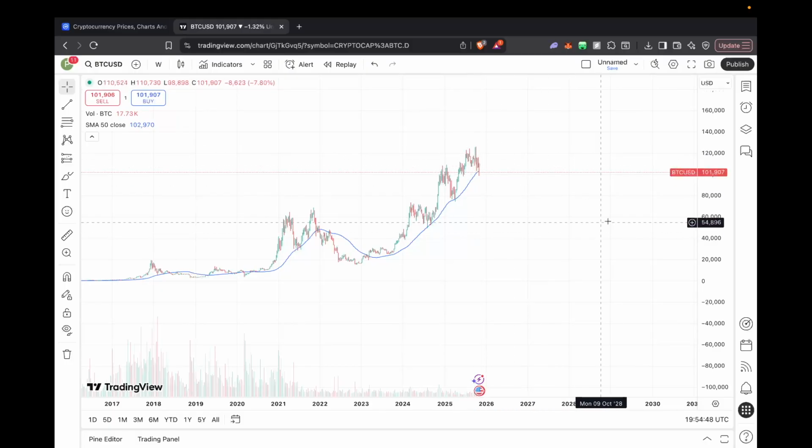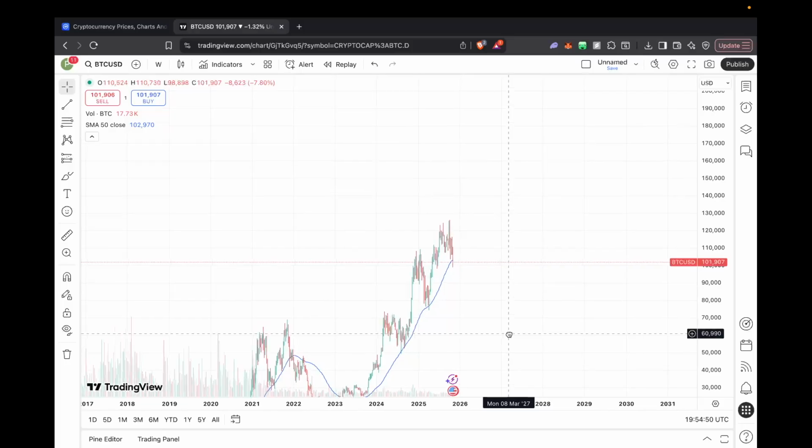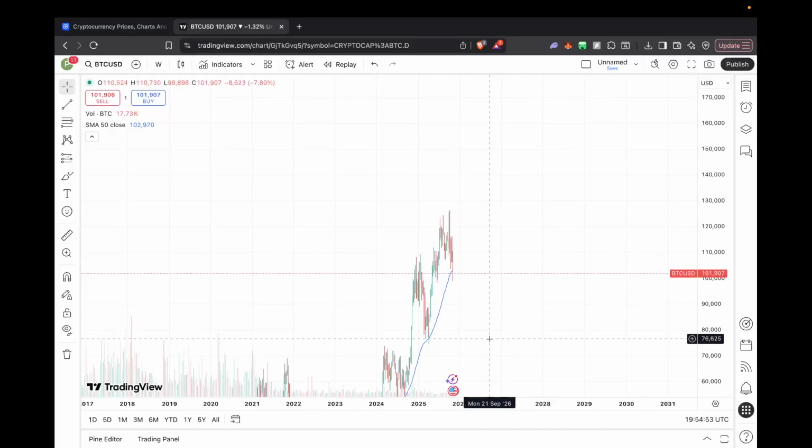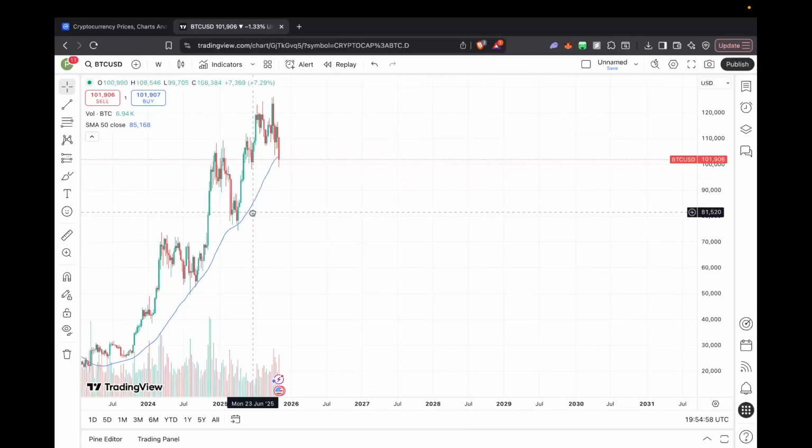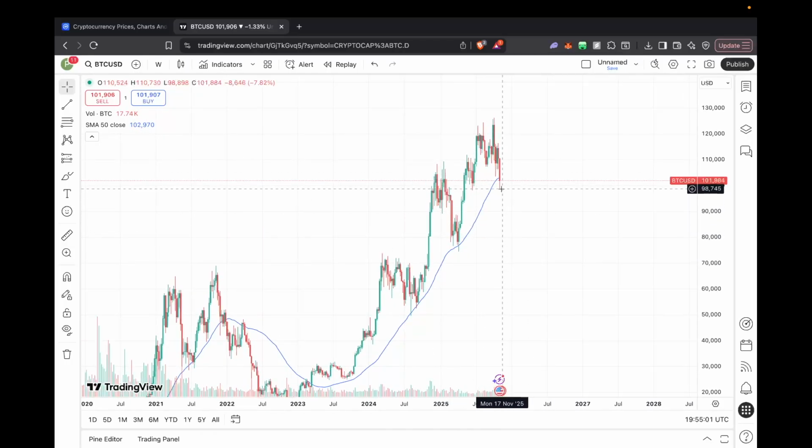Now again we are in that critical zone. I'll just show you that currently we are sitting at 101,907, while I'm recording this video. What we need is a weekly closure above this level. Right now this is sitting at almost 103,000, so we need to get above this, and we need to get the weekly closure above this.